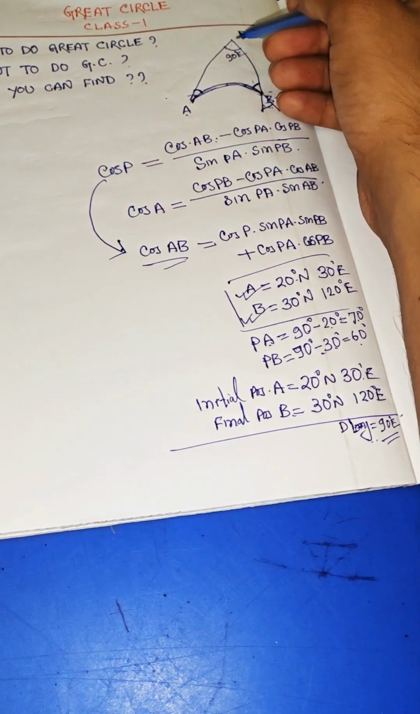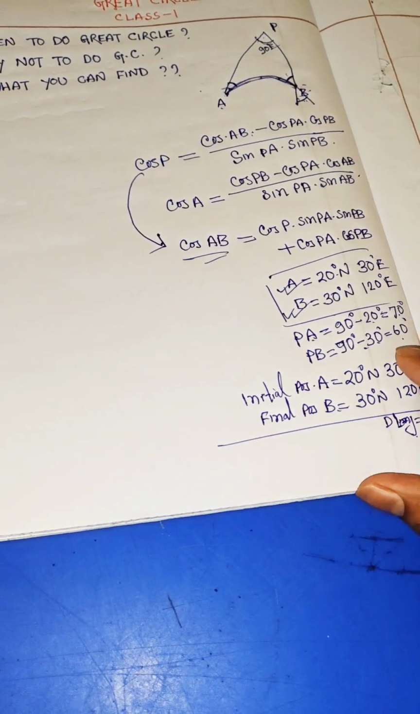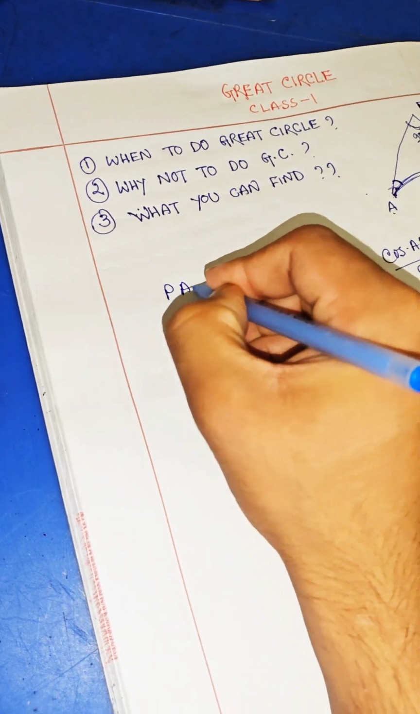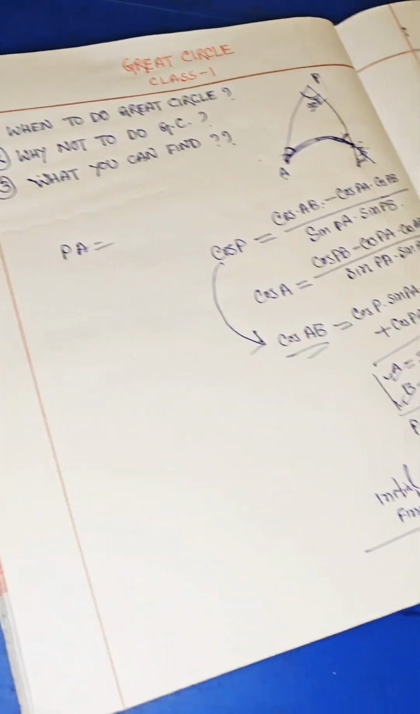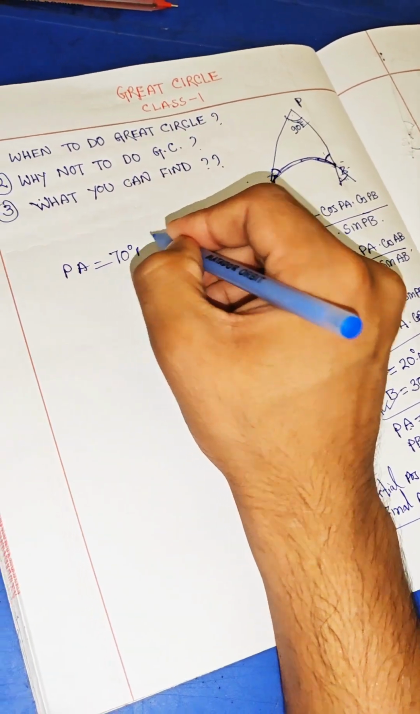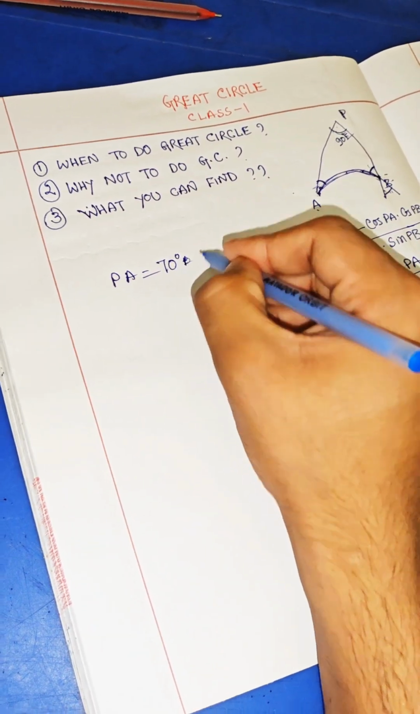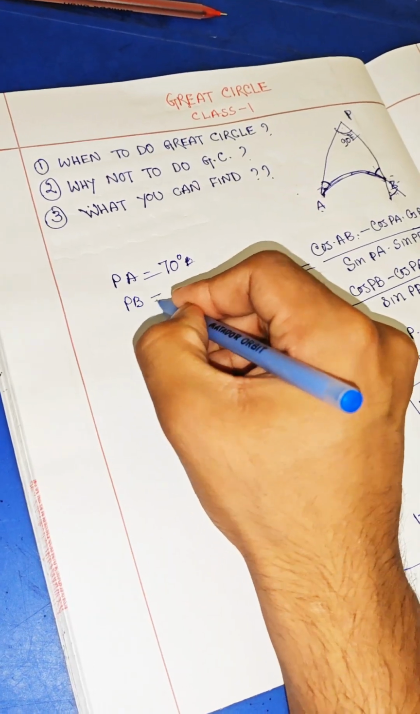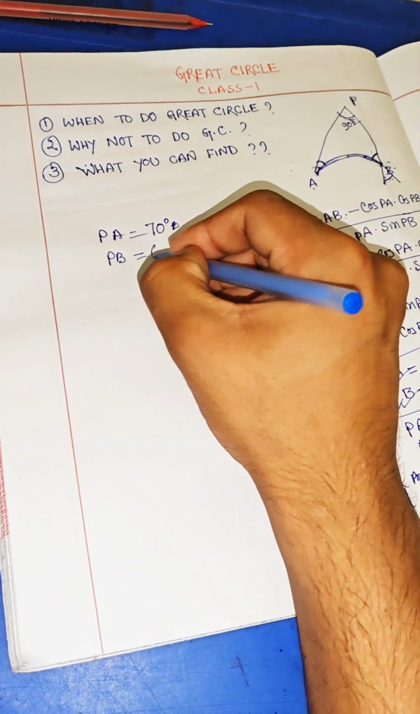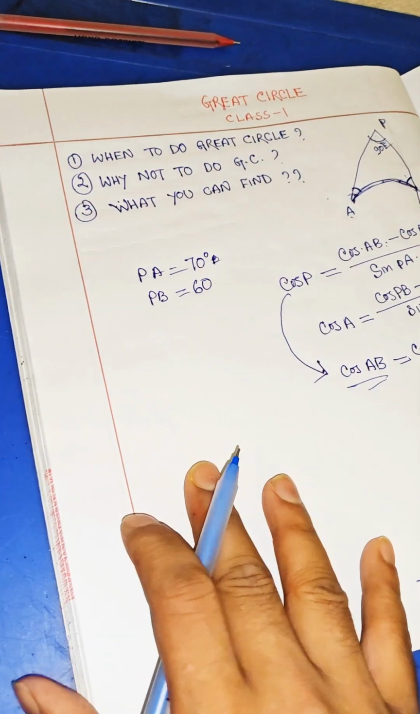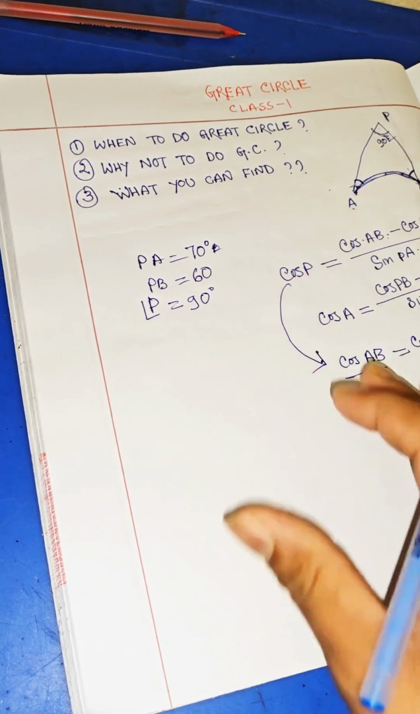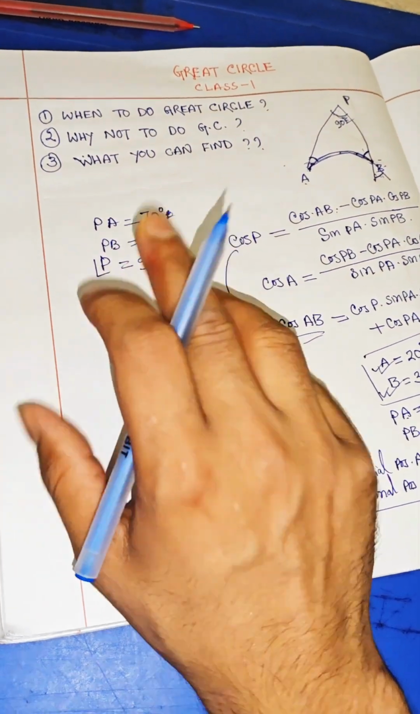Since this is the D long, and you know your PA value, that is this one, 70 degrees north; north or south, there is no need to write. PB is equal to this one, 60 degrees north. This is the colatitude, so just write 60 degrees. And the P angle is equal to 90 degrees. So you know this much, three figures.